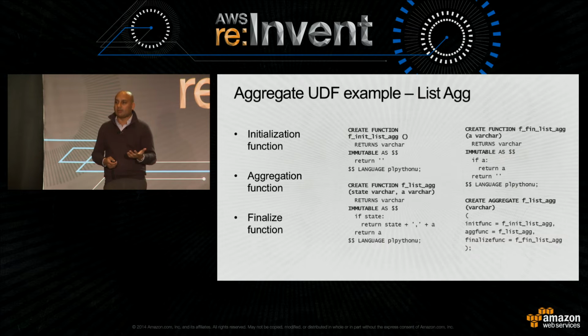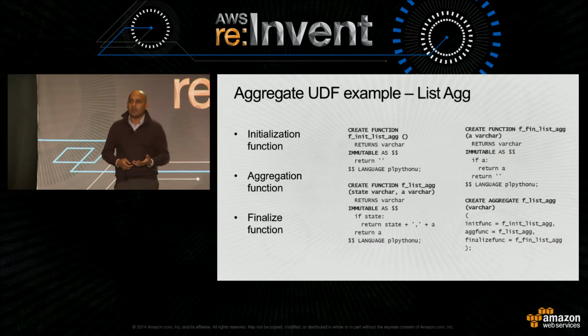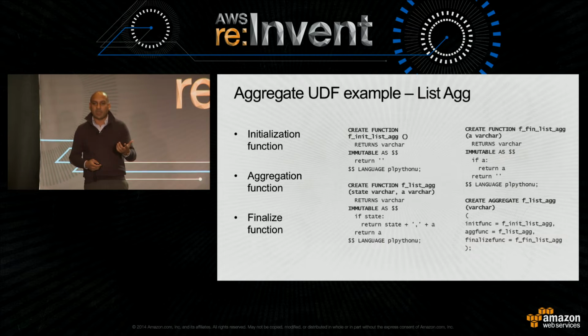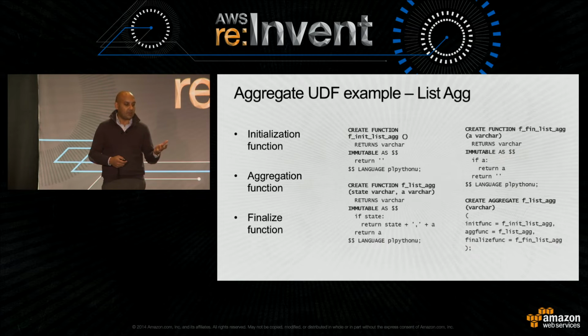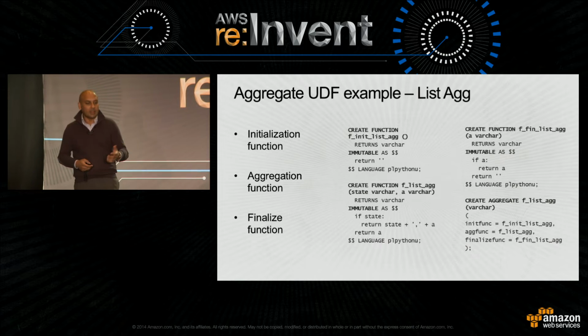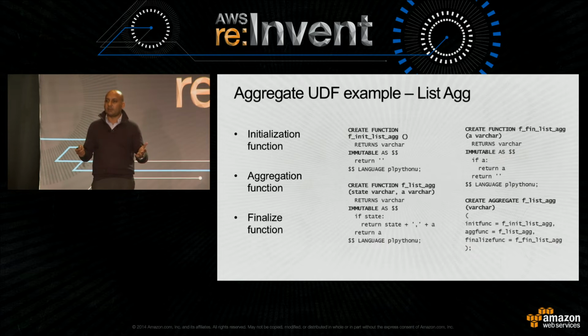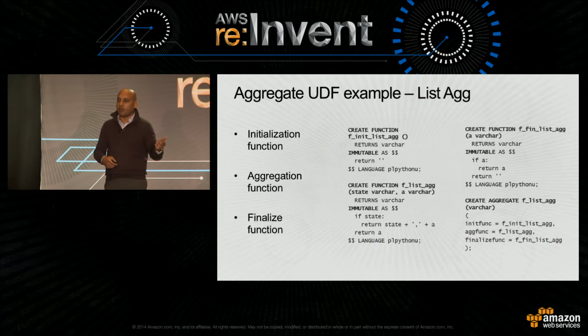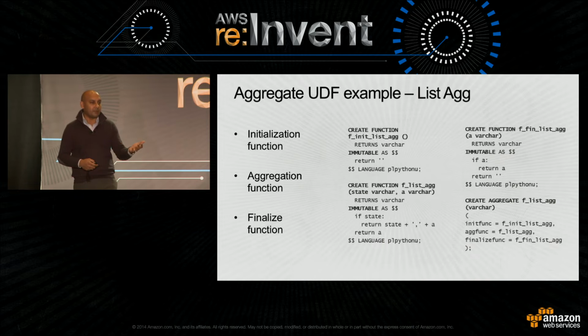And so aggregates in Redshift UDFs and Postgres UDFs have three components. There's an initialization function which sets it up, an aggregate function that does the actual aggregation, and then a finalize function that combines all the results and returns them to the application. So here you can see we've got an init listagg. We've then got the aggregation itself, which concatenates the values with a comma. And then we've got a finalize, which just closes the list. And then the aggregate function is just defined where you provide pointers to these three individual UDFs that you've defined.